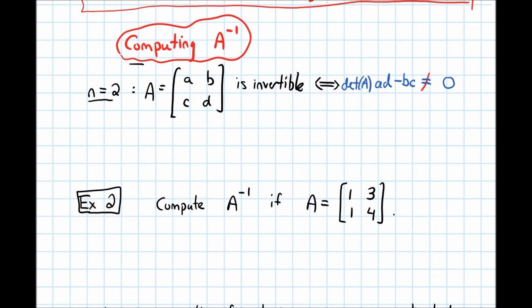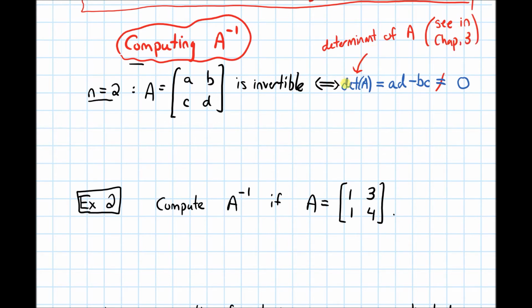Let me give myself a little bit more room here. So this is called the determinant of A, and that's my notation for the determinant. We'll talk about the determinant more in detail in chapter 3. For right now, I'm just going to introduce the term to you, but we'll talk about it a whole lot more in chapter 3. So when the determinant of this matrix is not 0, it is invertible.